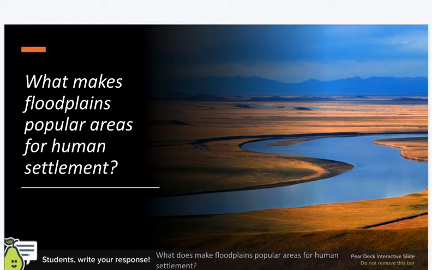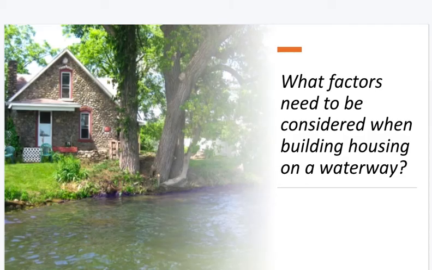Water is the only thing that's been discovered to be required for living things. The only substance that's known to be absolutely required for life is liquid water. So, if you're living near waterways, you have good agricultural areas, you have an excellent source of water, and it's easy to move stuff or people from one place to another. All excellent things. And then what factors need to be considered when building housing on a waterway?